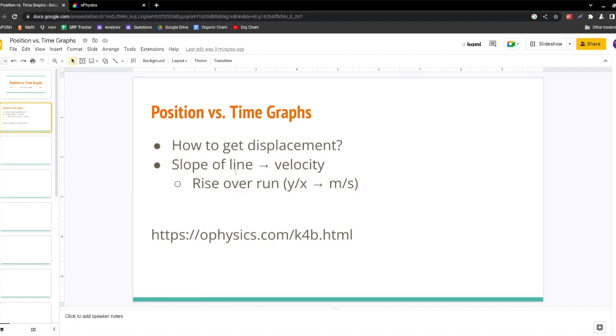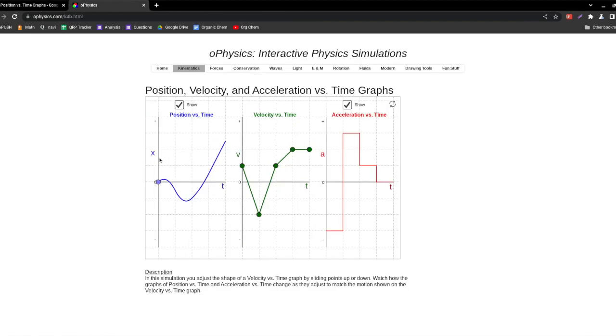And then our second part is velocity. In the position versus time graph, velocity is just going to be the slope of the line. Because if you look at it, slope is rise over run, y over x, and if we look at the units of our y over x in the case of a position versus time graph, position is in meters and time is in seconds, so it's meters over seconds, and those are the units of velocity.